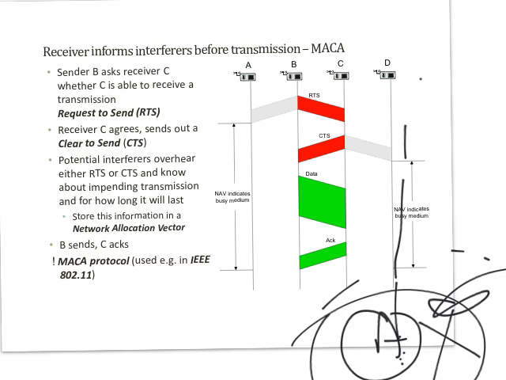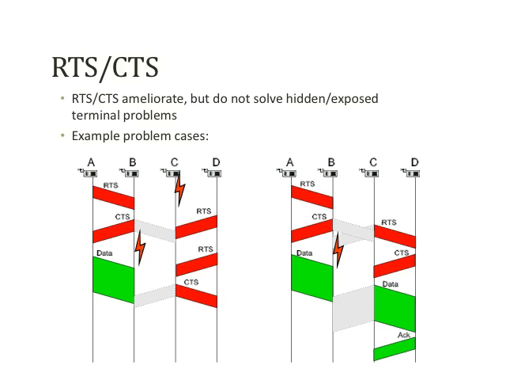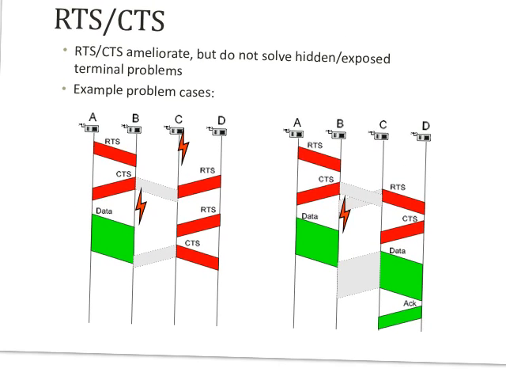So the question is, does this actually eliminate collision? Let's see. Of course, here the answer is no. RTS CTS unfortunately reduces but does not eliminate collision. In other words, a scenario like this, where A wants to send to B and D wants to send to C.